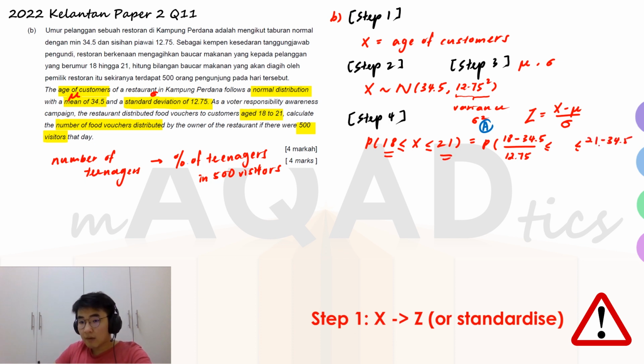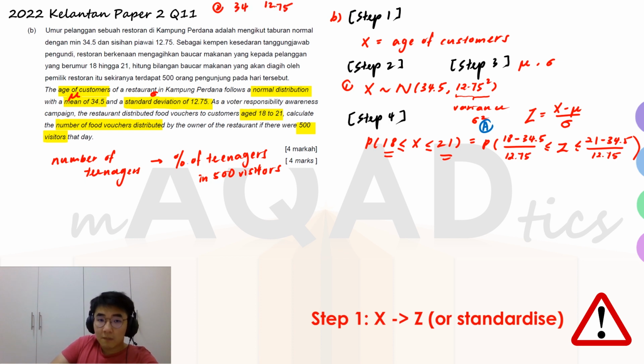Minus mean, divide by standard deviation. So the x, if we standardize, it will become z. Why are we doing this? Let me give you 3 situations. The first situation is the one we have now. The second situation is I change the mean a bit, but I remain the standard deviation. The third situation is I maintain the mean, but I change the standard deviation, let's say to 12.